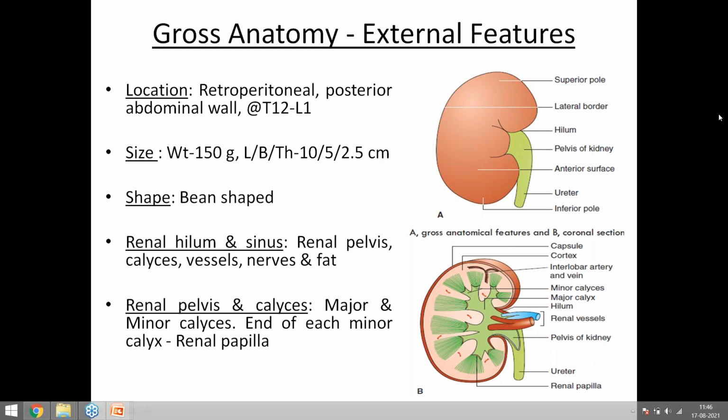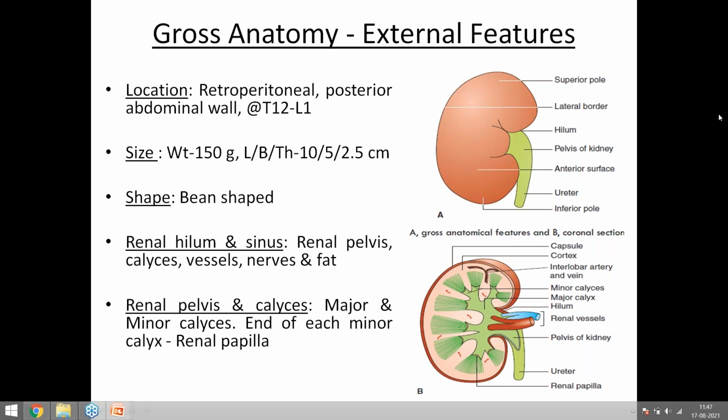So now we know the location of the kidney. Let's go on to the size and shape. During lifetime, kidneys are reddish brown in color. Each kidney in an adult human weighs about 150 grams and measures approximately 10 centimeters in length, 5 centimeters in width, and 2.5 centimeters in thickness.